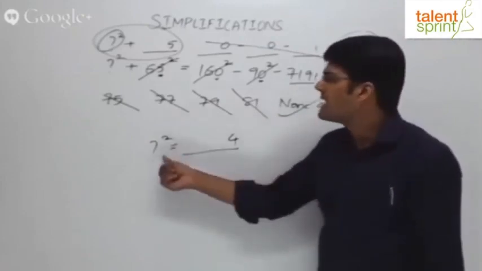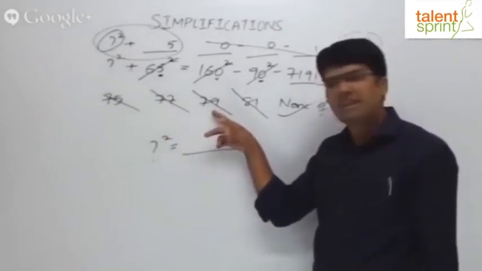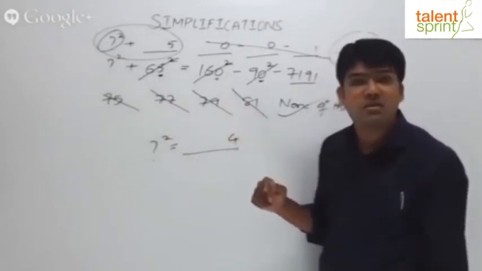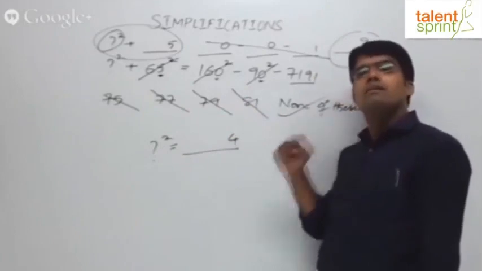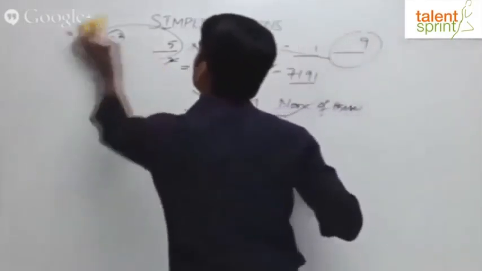Get to the point. I know that the answer should end in 4. 75 square doesn't end in 4. 77 square doesn't end in 4. 79 square doesn't end in 4. 81 square doesn't end in 4. What ends in 4 here should be the fifth option, none of these. Let's take one more quick question on this one.